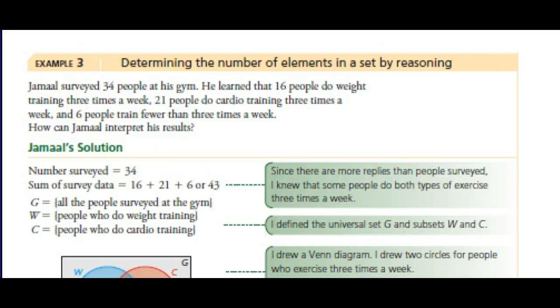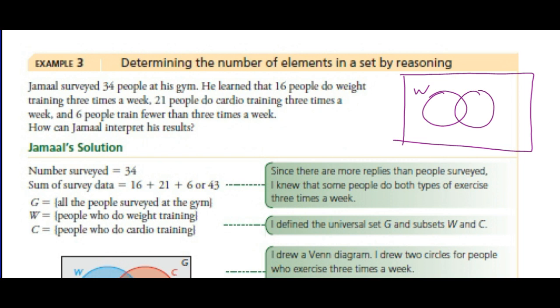So Jamal surveyed 34 people at his gym. He learned 16 do weight training, 21 do cardio, and 6 train fewer. So what's the first number we write? 6. Okay, leaving us with how many? 34 minus 6 is 28, but we've got 37. 28 minus 37 is 9. So the weights, only 7. Cardio, only 14. These should add up to 34. And they add up to 36.